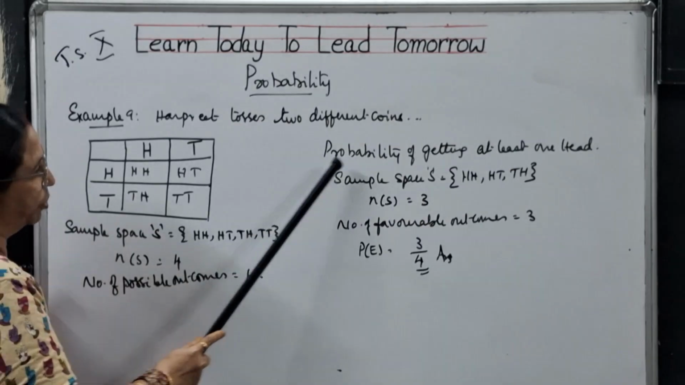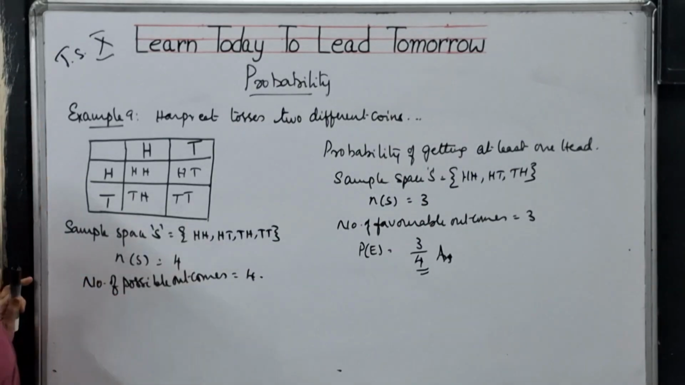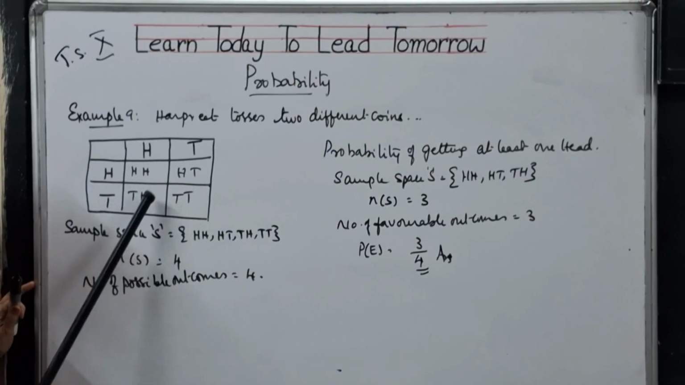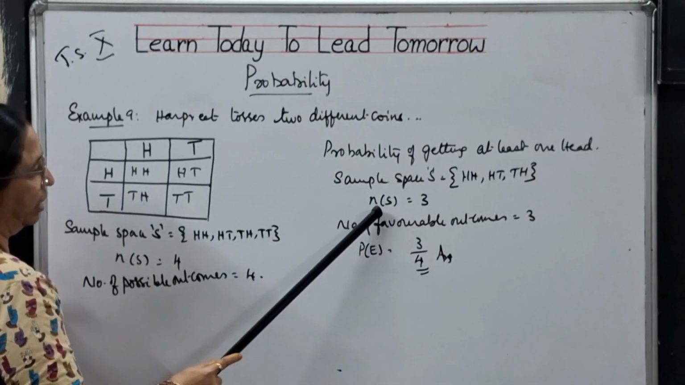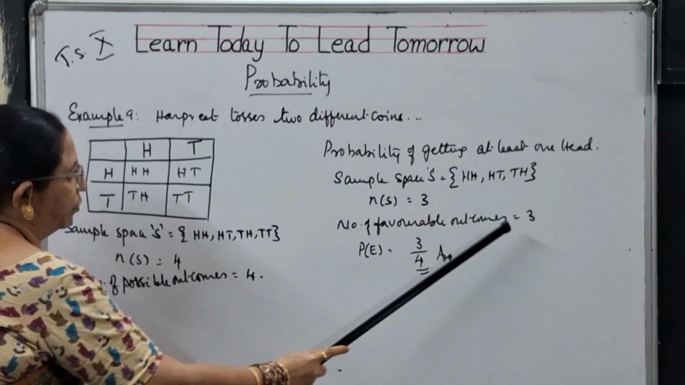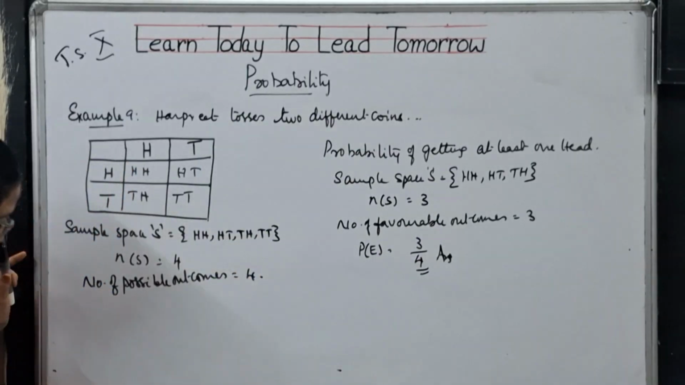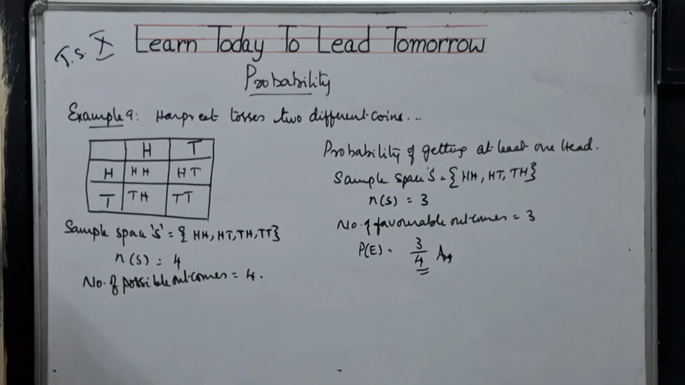Now, what is the question? Probability of getting at least one head. At least one head is there here, here, here. So all these three become favorable. So n(E) is 3. The number of favorable outcomes is 3. So the probability of the event is 3 by 4. Please note it down, children.